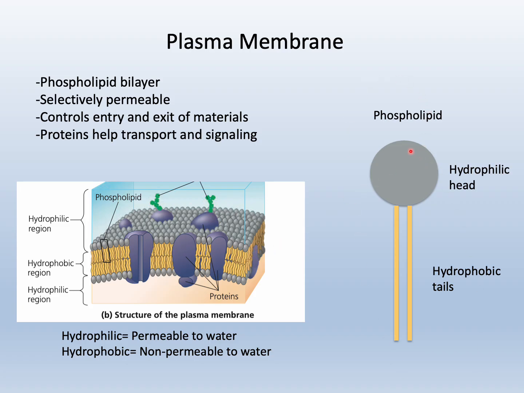This is a large picture of a phospholipid, and the gray area is the head, and it's hydrophilic, meaning it's permeable to water. The two yellow sticks are called the tails, and they're hydrophobic, so they're non-permeable to water. The plasma membrane also contains proteins, which are these purple bluish lumps in the middle of this. They help with transport and signaling.